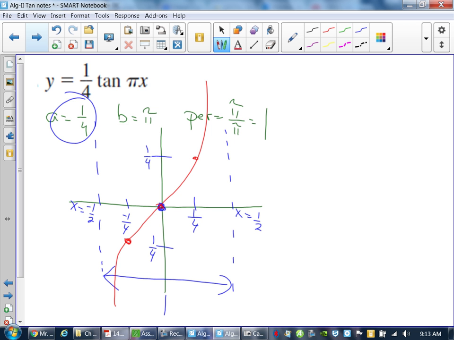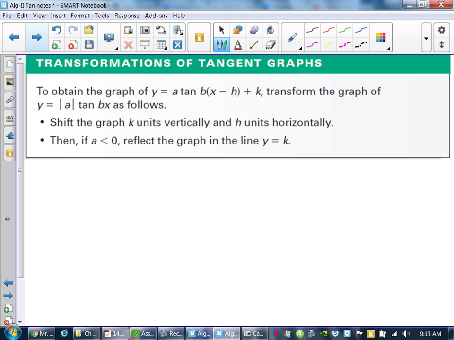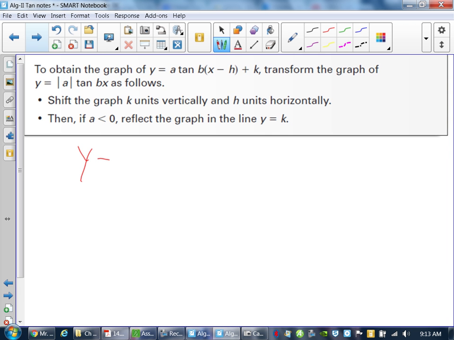Let's put an H and K in here real quick before we run out of time. Oh boy, this looks exactly the same. Y equals A tangent B of x minus H, plus K. What do you think the H stands for? High? Wrong. What does the H stand for? The horizontal shift, the X shift. The K stands for the vertical shift. It works. So what happens is that you're just moving things left and right.